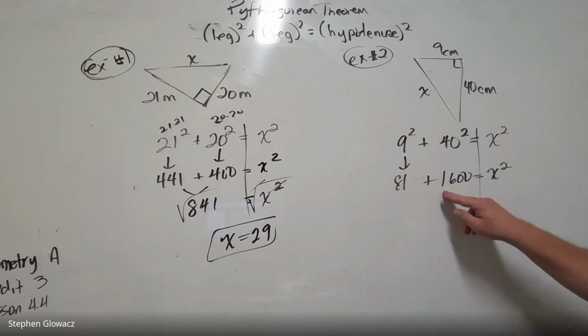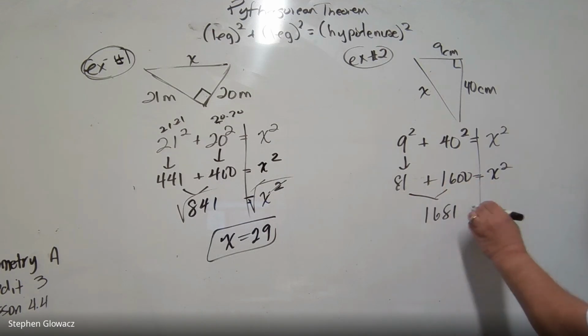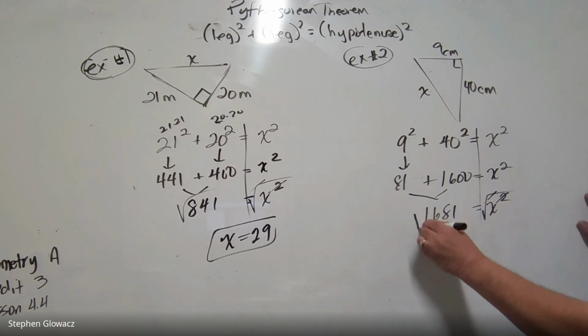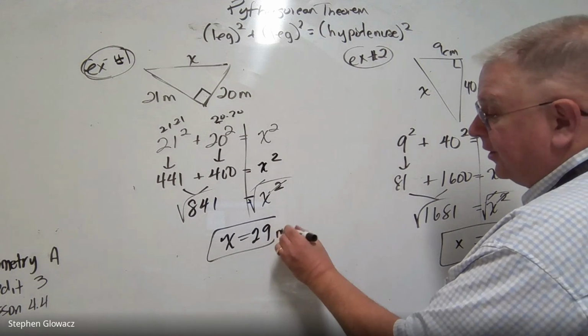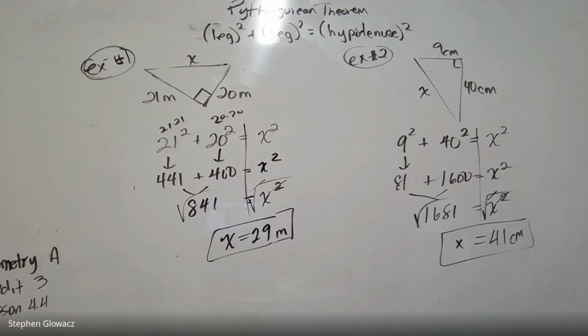And now we're going to simplify. We're going to add up here. 81 plus 1,600 is 1,681. And then once again, we have x squared here. So the opposite of squaring is to take the square root and the exponent cancel out. And then on the left side, the square root of 1,681 is 41. So the length of our hypotenuse is 41 centimeters. And over here, I guess we should indicate the unit there, of course, in our measurement, which was centimeters. All right, so again, our answer to example number 2, 41 centimeters.